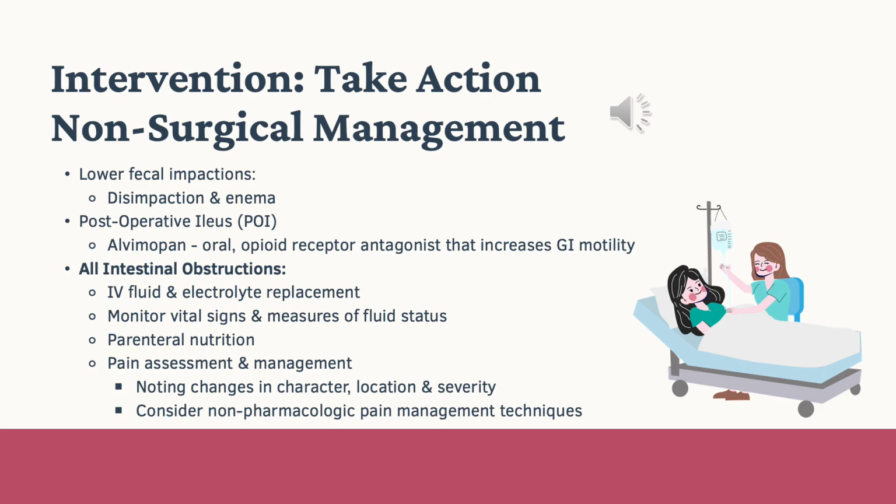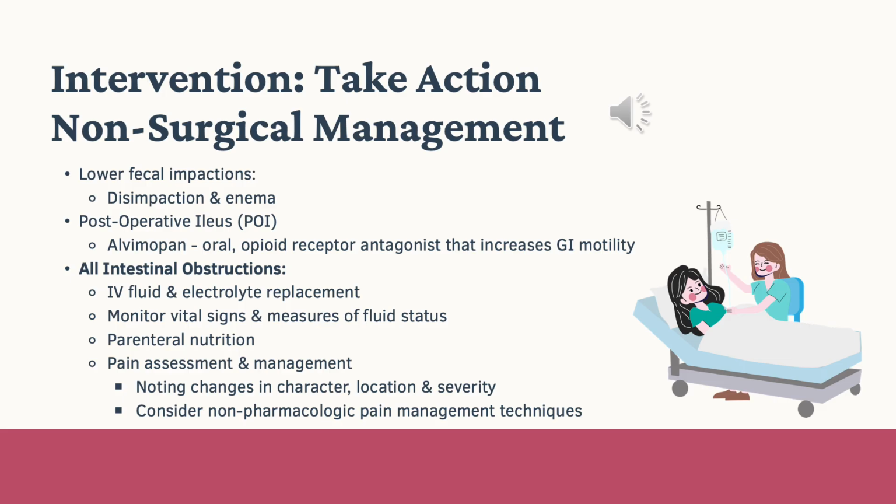So now let's look at some interventions that apply to all intestinal obstructions. First being IV fluid and electrolyte replacement. This is very important because most patients with obstructions are NPO, and they may experience significant fluid and electrolyte imbalances due to vomiting or nasogastric suction. Replacement fluids like isotonic solutions, such as normal saline or lactated Ringer's, are often administered, sometimes with added potassium, based on the patient's lab values. It's important to monitor for any signs of fluid overload, especially in our older adults or those who have conditions like heart failure or chronic kidney disease.